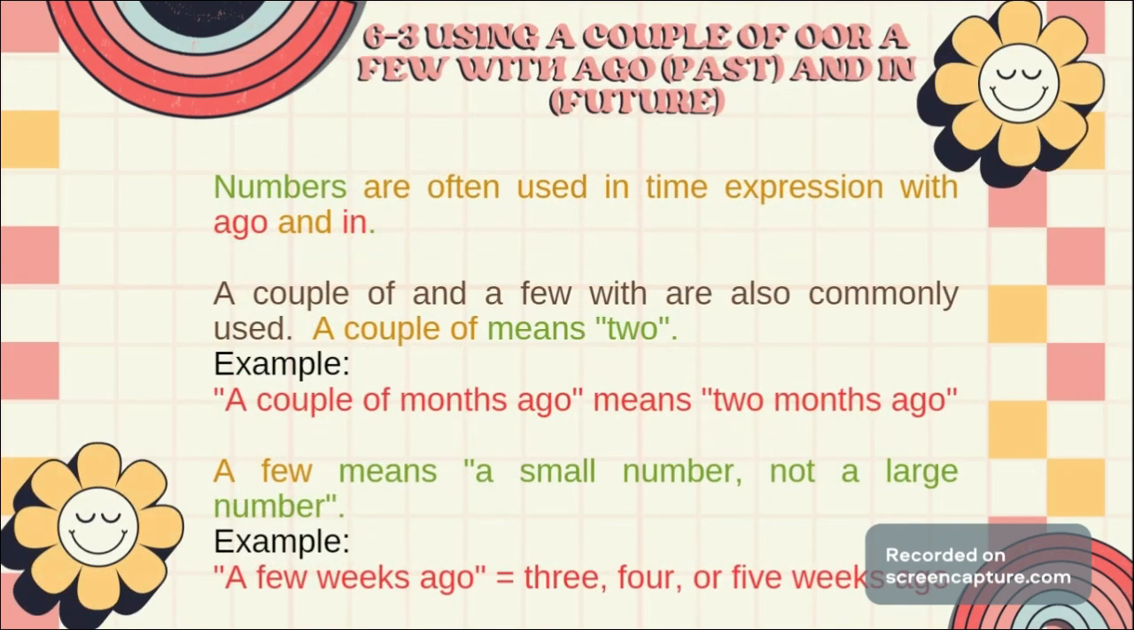Okay, next, using a couple of or a few with ago for past and in for future. Numbers are often used in time expressions with ago and in. A couple of and a few are also commonly used. A couple of means two. For example, a couple of months ago means 2 months ago. And a few means a small number, not a large number. Example, a few weeks ago. It means 3, 4, or 5 weeks ago.